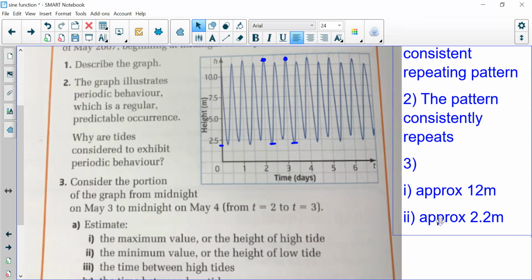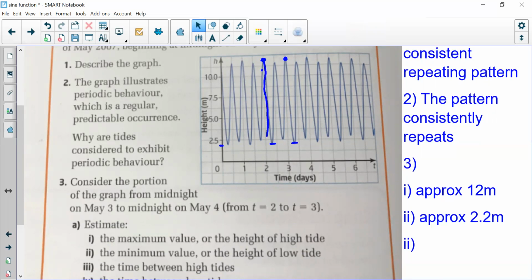What's the time between the high tides? Look at the 2 dots I put at the top. Each of the numbers on the x-axis is a day. What's the distance between the highest tides though, Josh? The 2 dots that I have. Yep, so go down, look on here. What's the approximate length of time it takes between those high tides? A day. It went from 2 to 3, so it's 1 day.